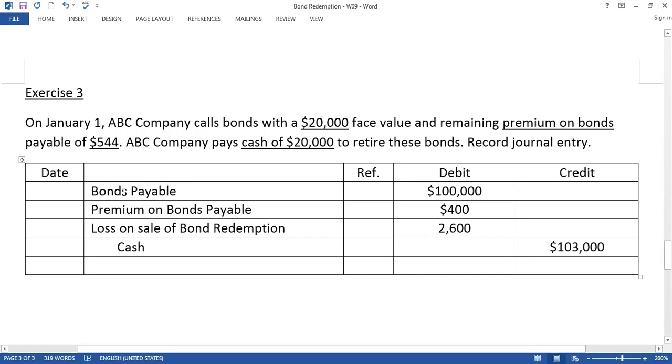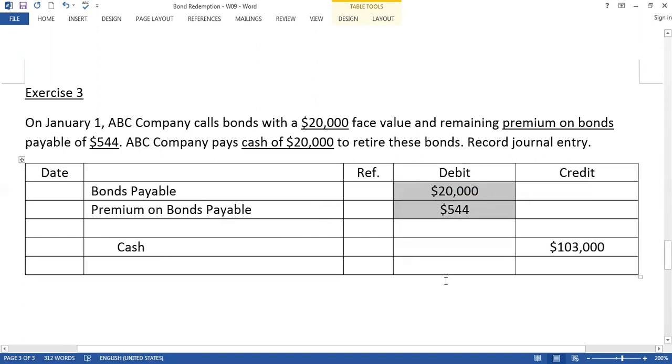Anyway, whenever we solve this question, it is a premium bond. Bonds payable now debit $20,000, right? Then premium on bonds payable to close also debit $544. Then we don't know if it is our gain or loss. We just close it, right? Step one done.